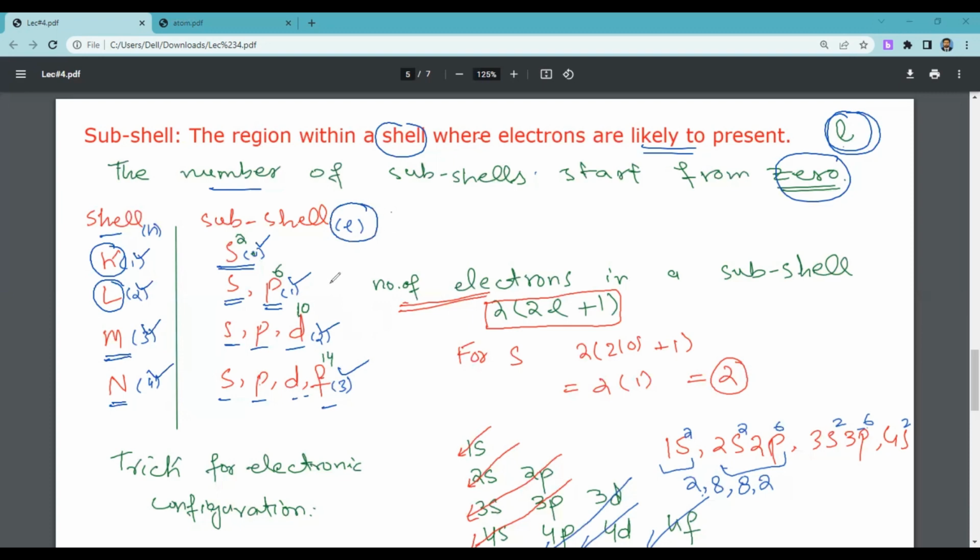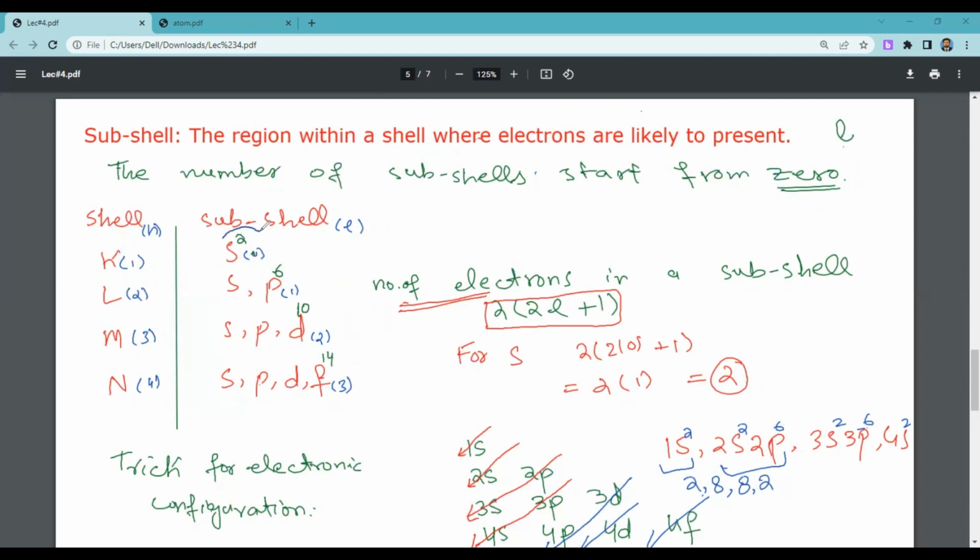I am describing these l values because they will help you calculate the number of electrons in a subshell. You can simply calculate the number of electrons in a subshell by this formula: 2 into (2l plus 1). S value is 0. Put this value here and you can see 2 into (2 times 0 plus 1), 2 into 1 is equal to 2. It means that only 2 electrons can reside in an S subshell.